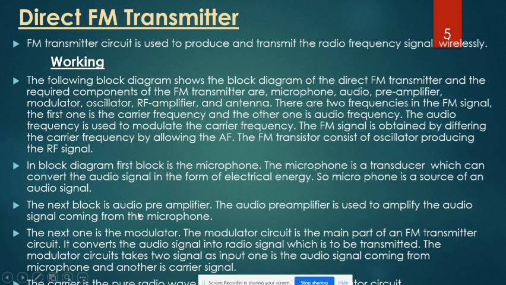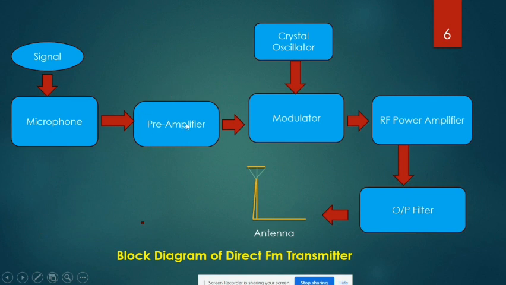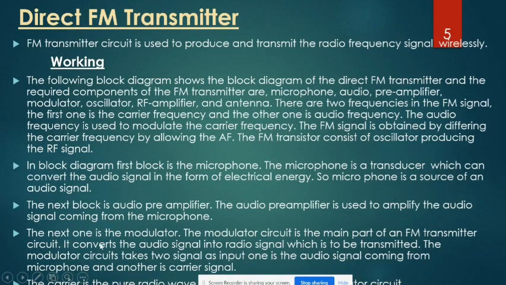Next block in the diagram is the audio preamplifier. The audio preamplifier is used to amplify the audio signal coming from the microphone. The audio signal coming from the microphone will be amplified, then it will be sent to the modulator. Now the next one is the modulator. The modulator circuit is the main part of the FM transmitter circuit and it converts the audio signal into the radio signal which is to be transmitted.